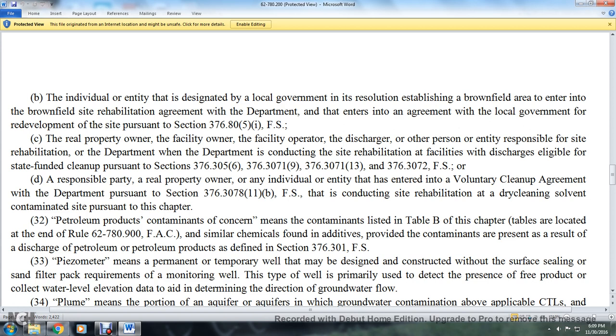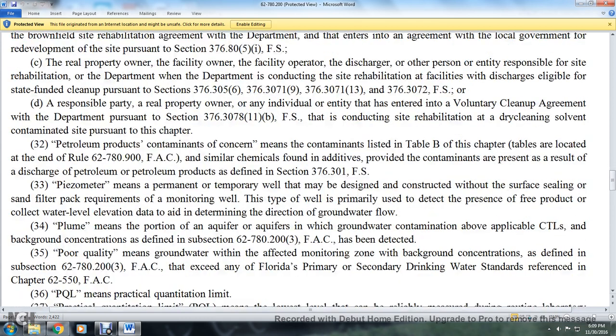Piezometer means a permanent or temporary well that may be designed and constructed without a surface seal, filter, and sand filter pack required of a monitoring well. This type of well is primarily used to detect the presence of free product and to collect water level evaluation data to aid in determining the direction of groundwater flow.